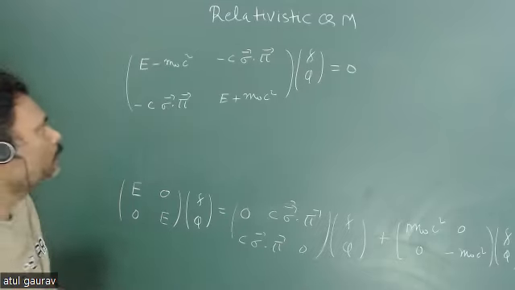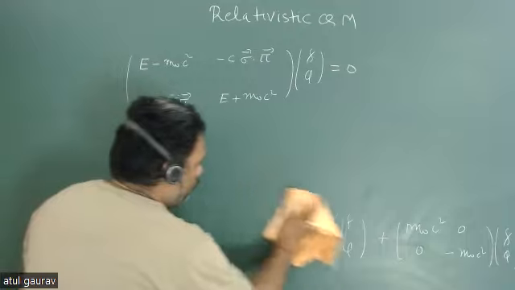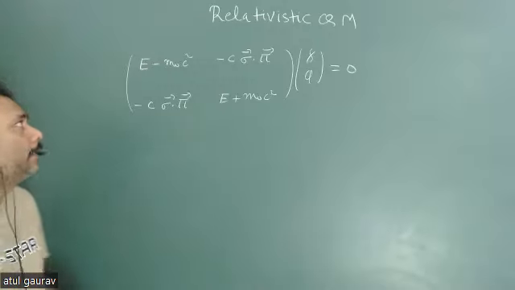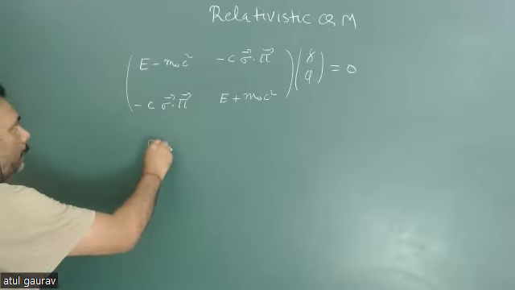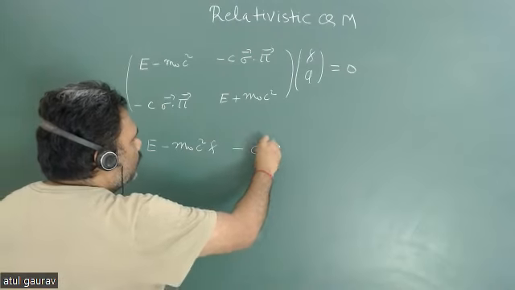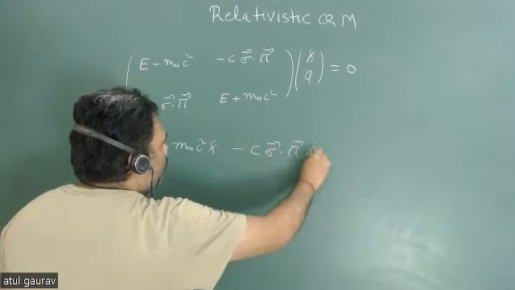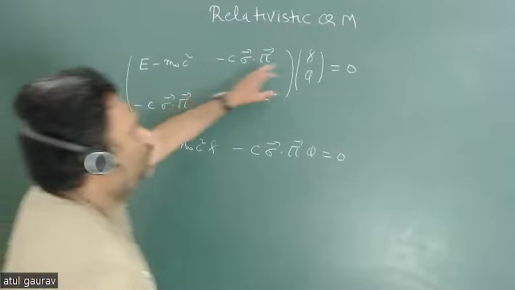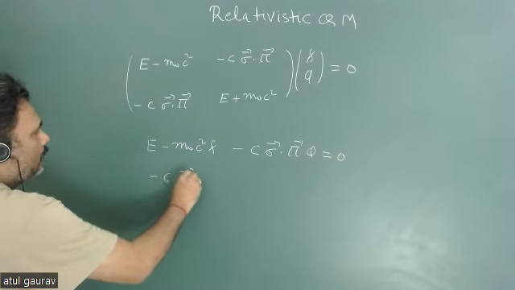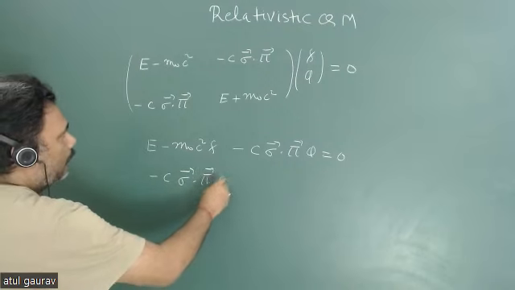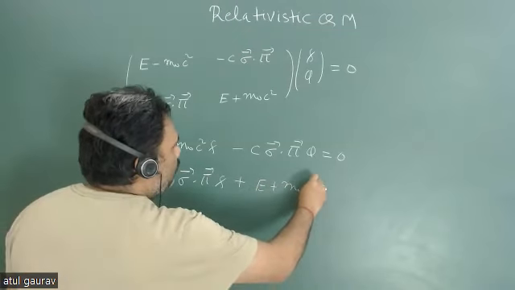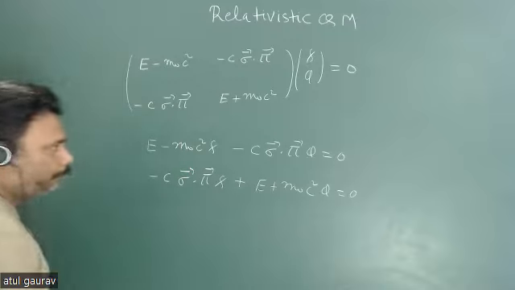When we solve this equation, we will get two independent equations, and we have to solve them simultaneously. So let's try to solve it simultaneously. What will you get? You will get (E minus m naught c square) chi minus c sigma dot pi phi must be equal to 0. This into this, this into this. And the second equation: minus c sigma dot pi chi plus (E plus m naught c square) phi must be equal to 0.